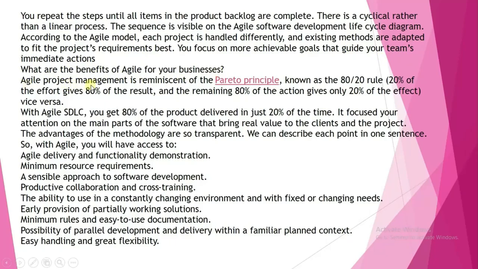Agile project management is reminiscent of the Pareto principle, known as the 80-20 rule. That is, 20% of the effort gives 80% of the result, and the remaining 80% of the action gives only 20% of the effect, and vice versa. So with Agile SDLC, you get 80% of the product delivered in just 20% of the time.